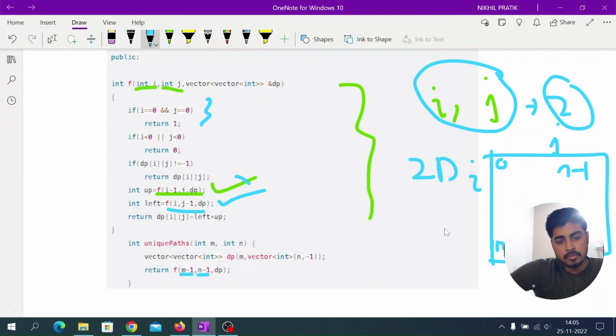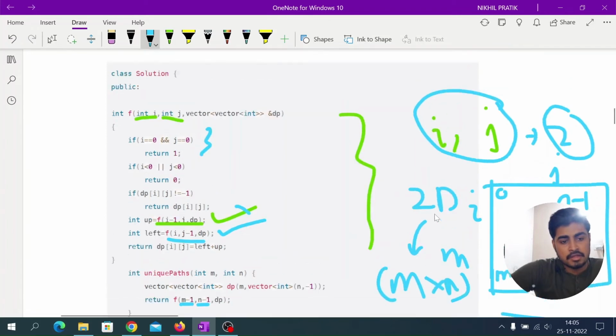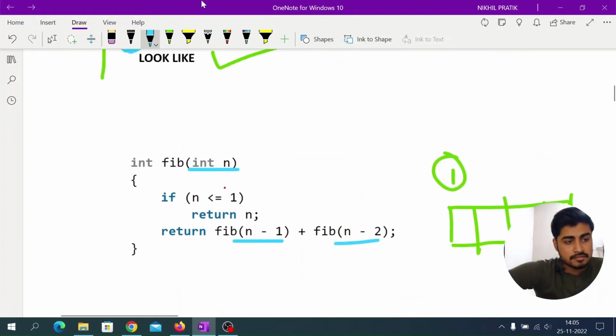So 0 to m minus 1 is m, and 0 to n minus 1 is n. So the array size will be m cross n, right? Similarly, in the previous case, we had only one value, n, so we had a 1D array, right? Now you can see that n is a given input value that we get, right?